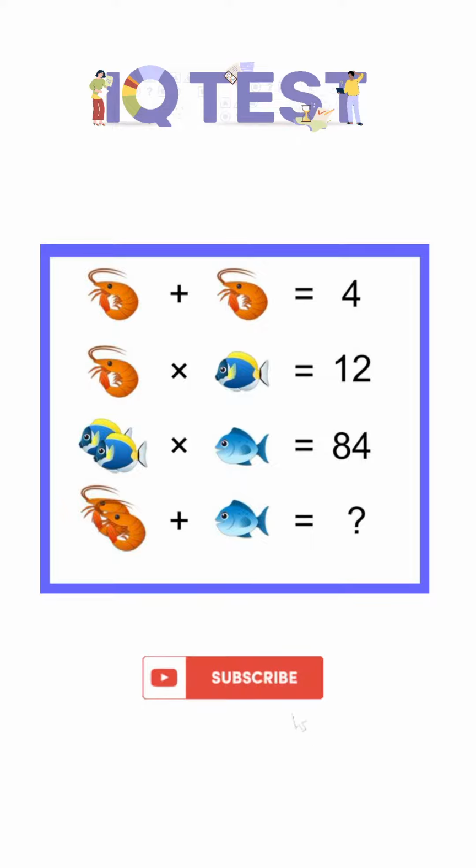All right, so the final answer here, the shrimp is 2, the yellow fish is 6, the blue one is 7. So we have to add 2 shrimps, which is 2 plus 2, that will give us 4, plus the 7, that will give us 11. So the final answer here is 11. Very good. Now let's look at the next one.